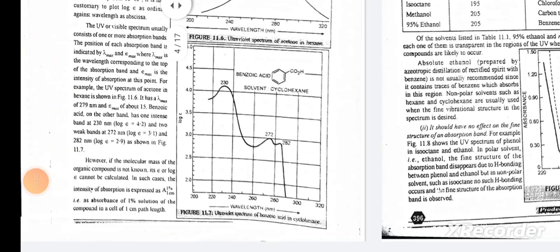The UV or visible spectrum usually consists of one or more absorption bands. The position of each absorption band is indicated by lambda max, the wavelength corresponding to the top of the absorption band, and epsilon max is the intensity of absorption at this point. For example, the UV spectrum of acetone in hexane is in figure 11.6, and this is figure 11.7, ultraviolet spectrum of benzoic acid in cyclohexane. However, if the molecular mass of the organic compound is not known, its epsilon or log epsilon cannot be calculated. In such cases, the intensity of absorption is expressed as absorbance of 1% solution of the compound in a cell of 1 cm path length.